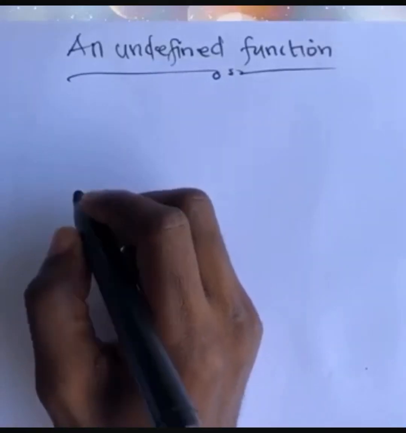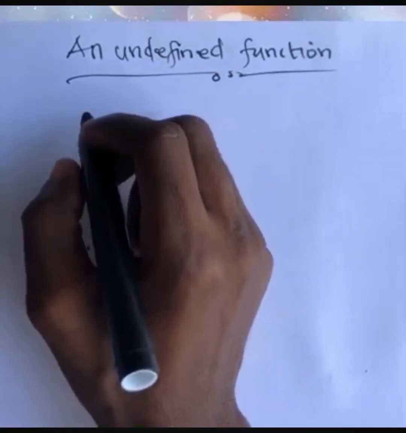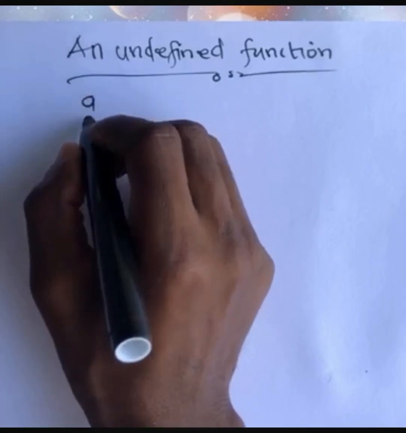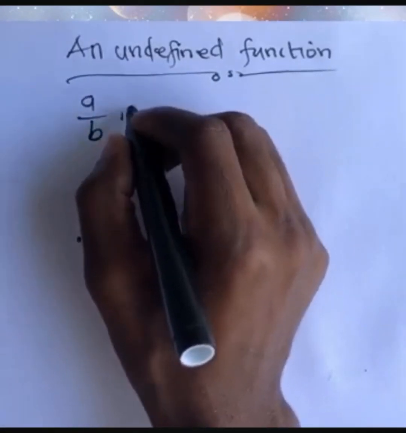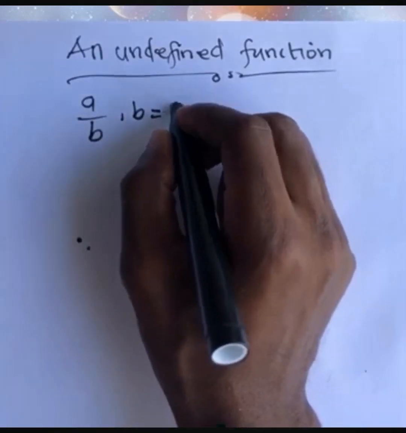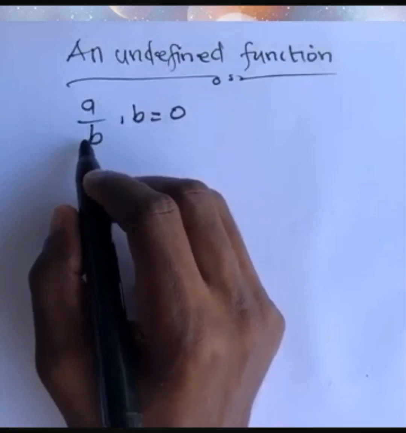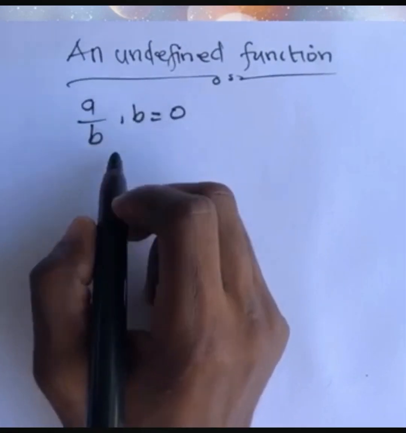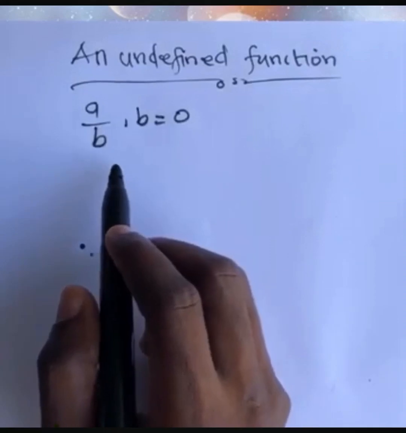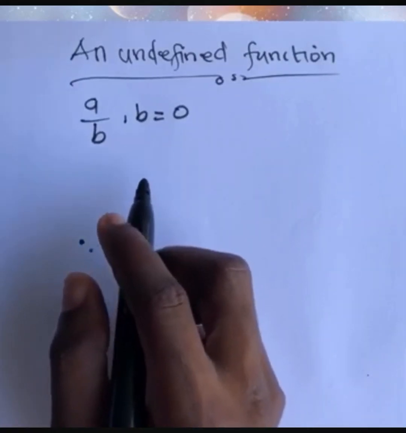A function is said to be undefined when, let's say, we have a fraction a over b, and b equals 0. Then we can say that this function is undefined, because we know that anytime the denominator of a fraction becomes 0, the function becomes undefined. All right, now let's look at an example.